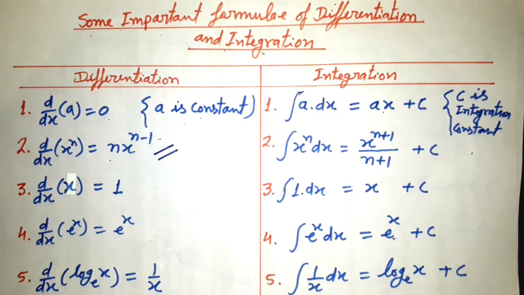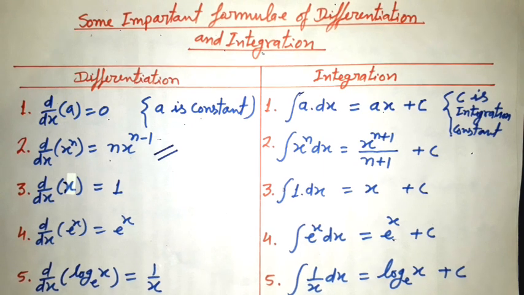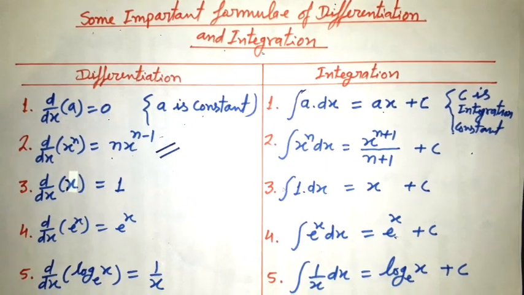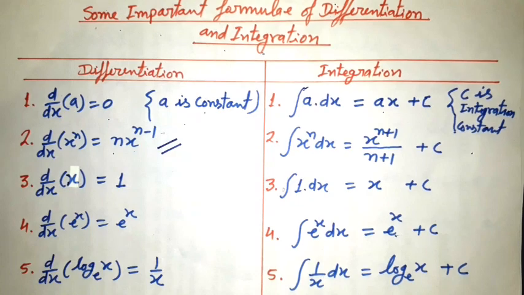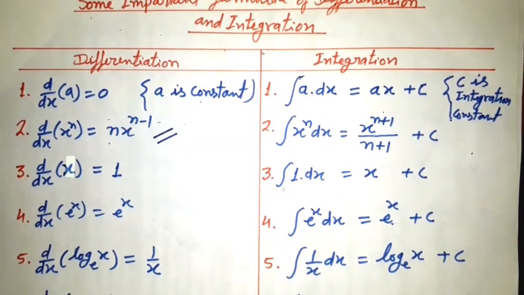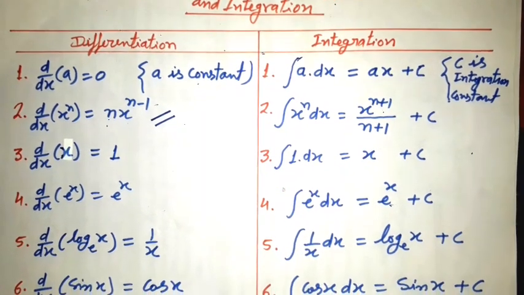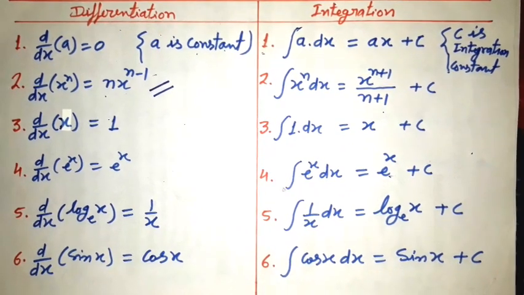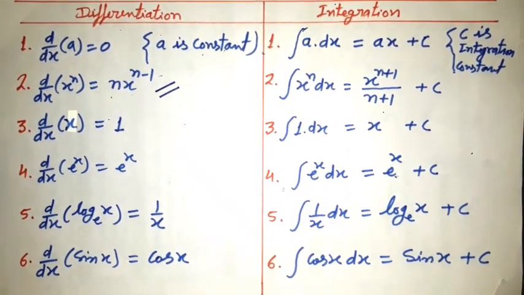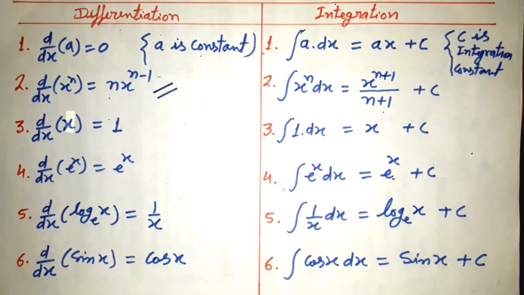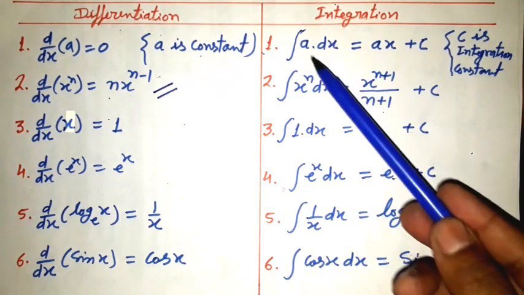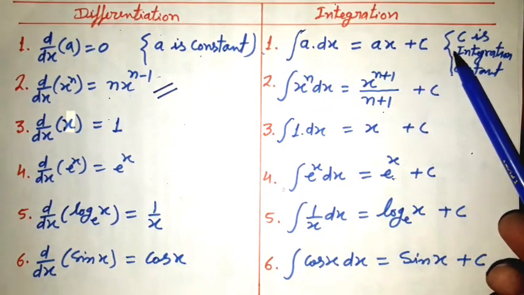Today we are going to start integration. This is the second part of mathematical tools. The first part was differentiation and this is the second part, integration. Now these are some formulae of integration and differentiation also. This is the integration sign and C is the integration constant.